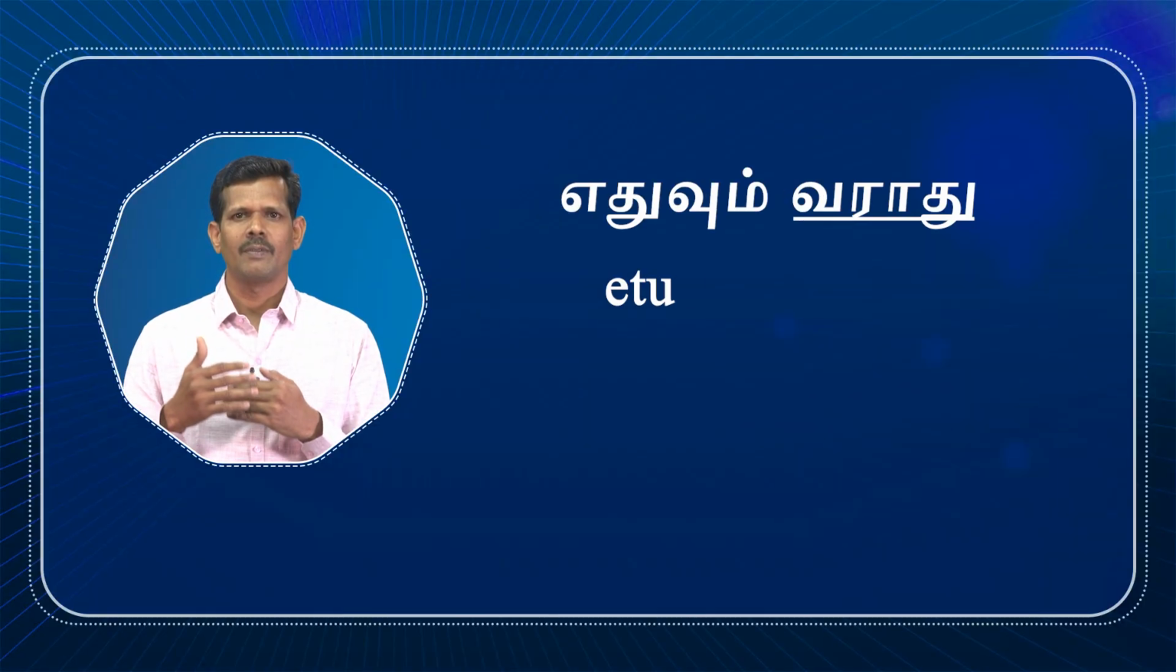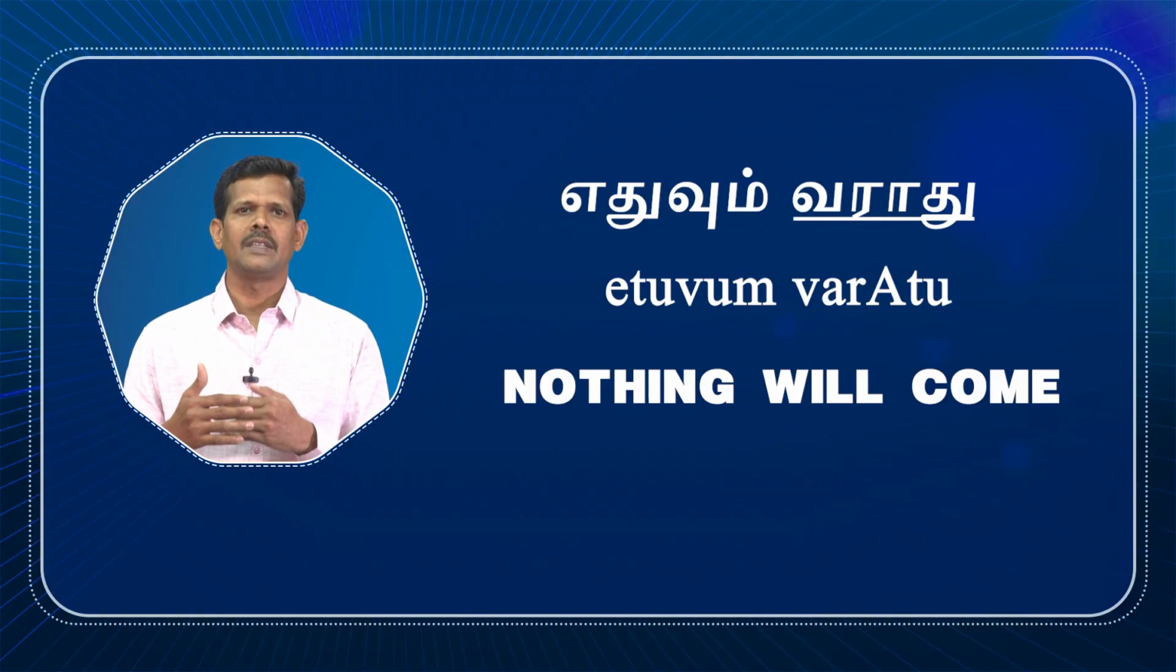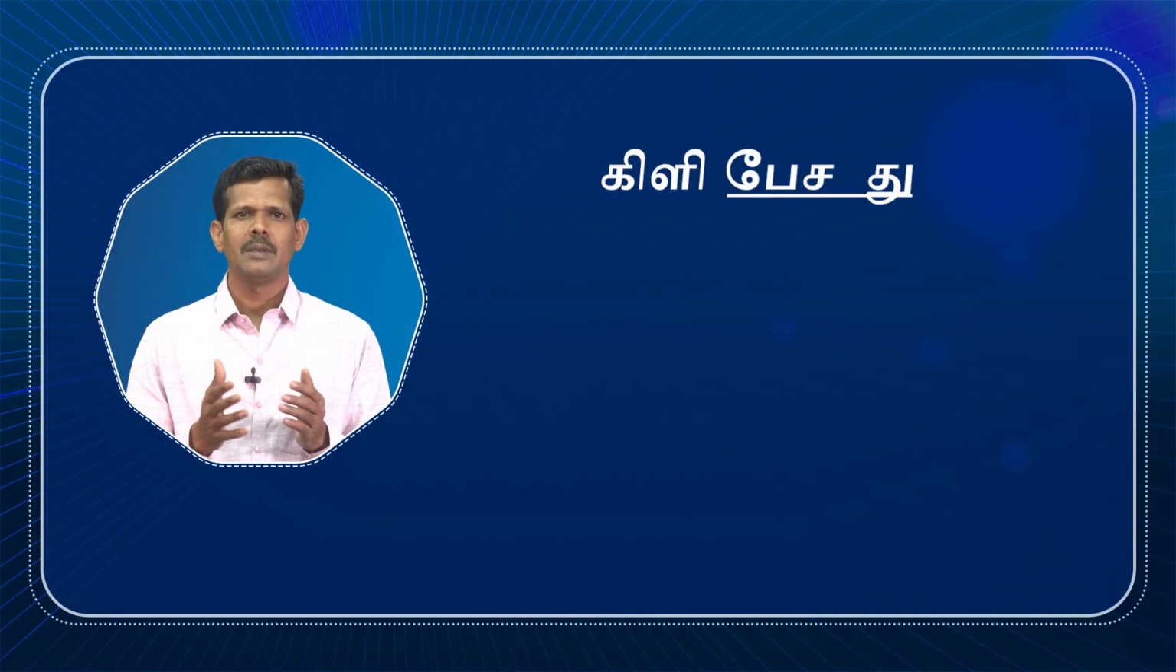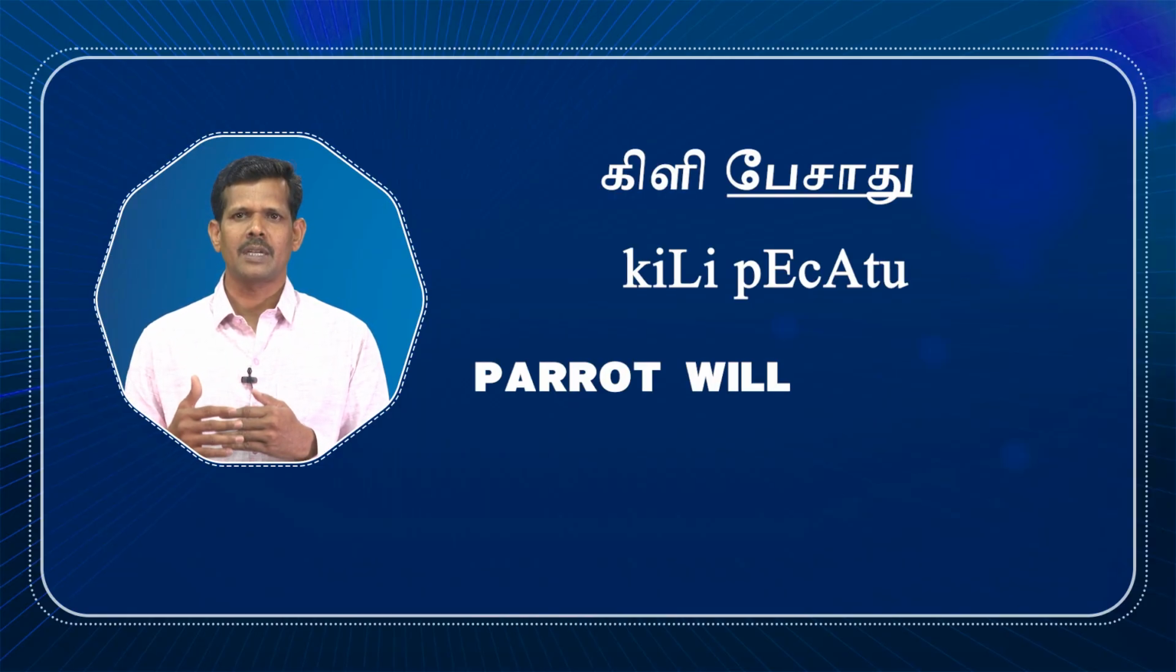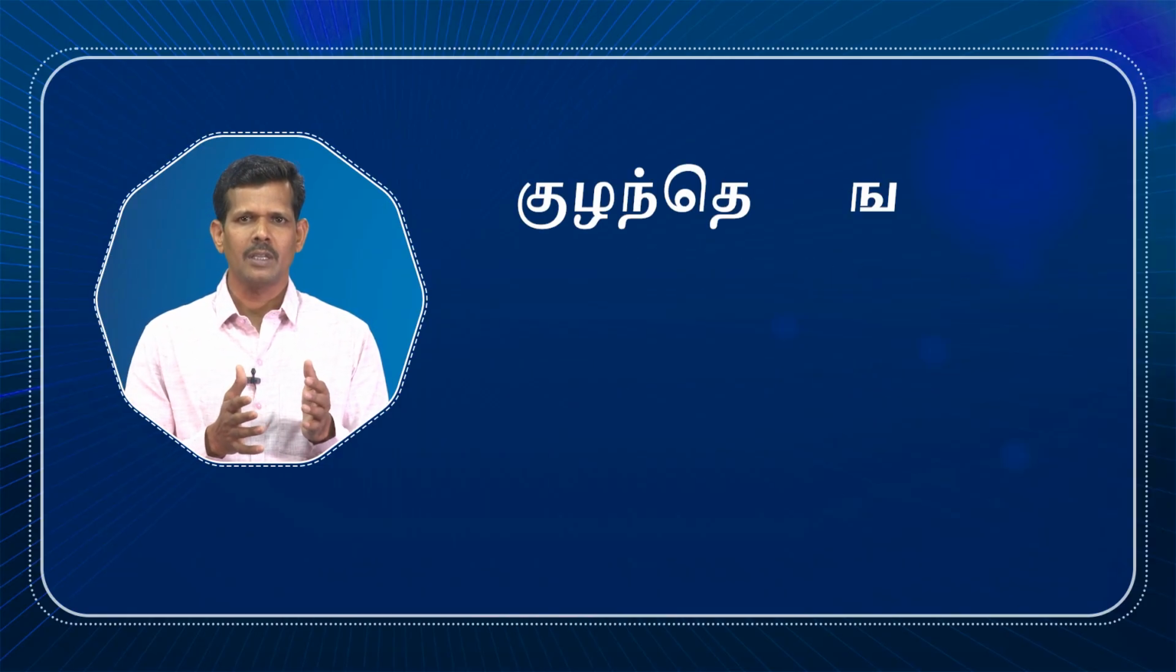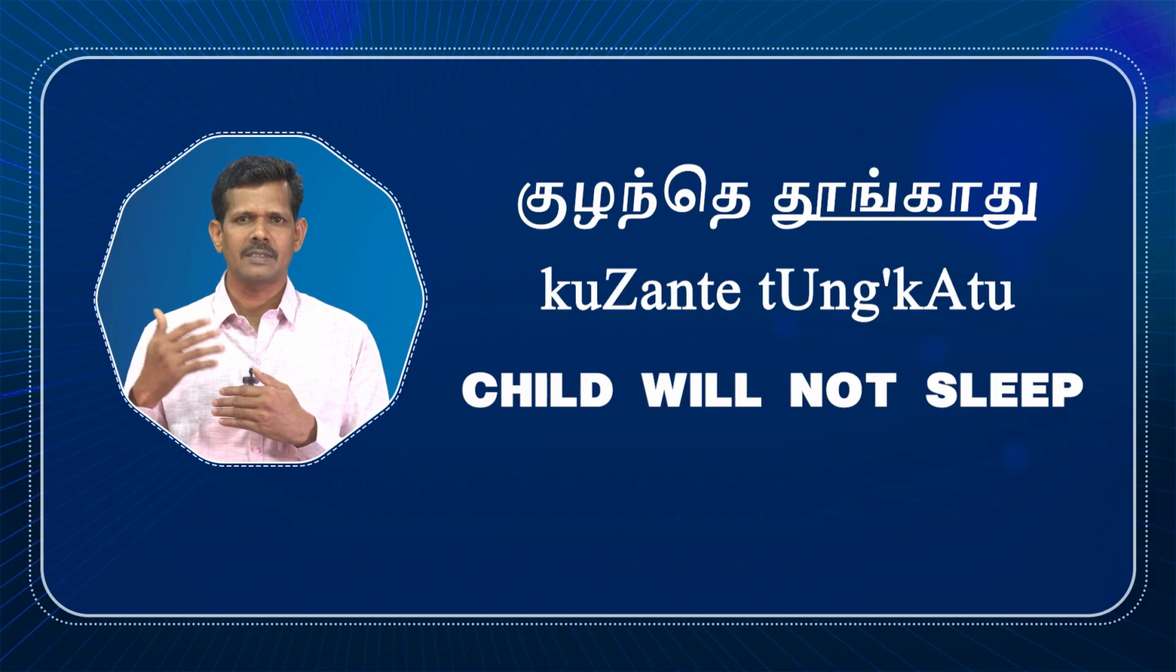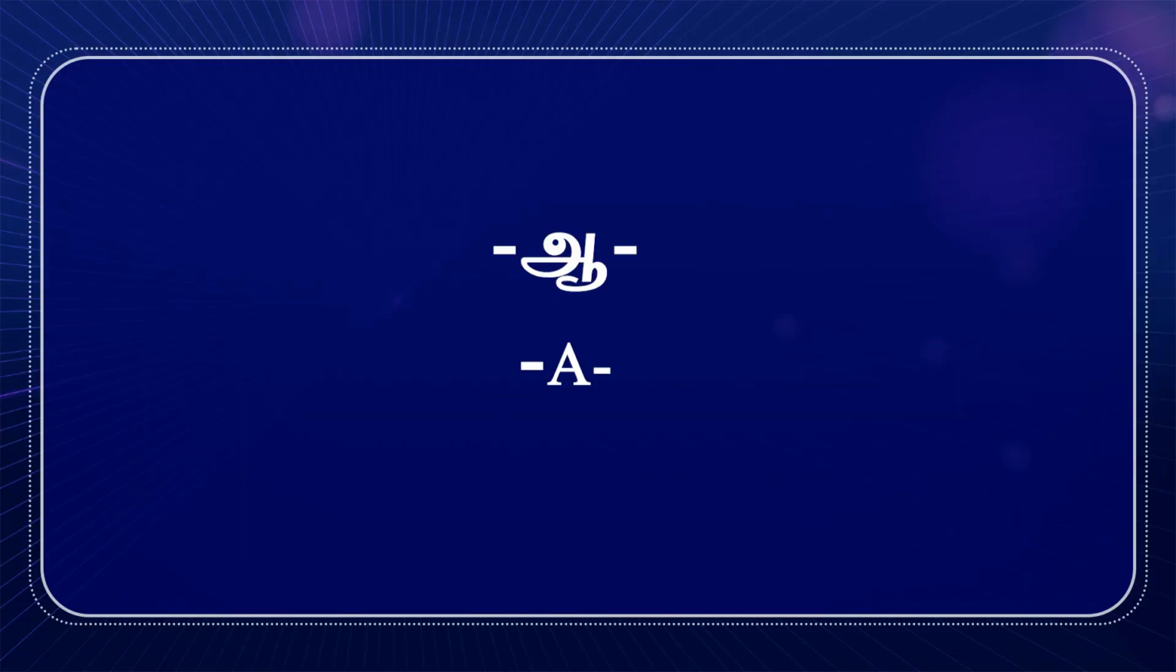Now we will discuss the future negation marker a, which is used for non-human nouns. Let us see a few examples for this category. எதுவும் வராது means nothing will come. கிளி பேசாது means the parrot will not speak. குழந்தை தூங்காது, the child will not sleep. In the above underlined words, the future negative marker a is used. Let us analyze the examples.